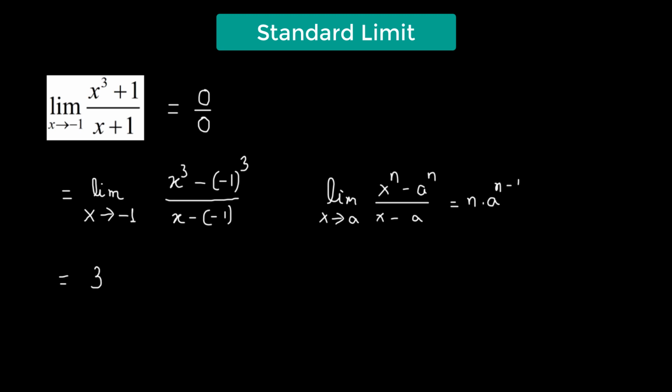So here we have the n value of 3, and a is negative 1 raised to the power of 3 minus 1, which is 2. So we have 3 times negative 1 squared, which is positive 1, so this gives us a limiting value of 3. Let us do another problem.